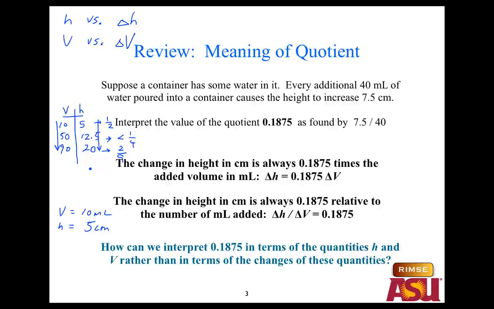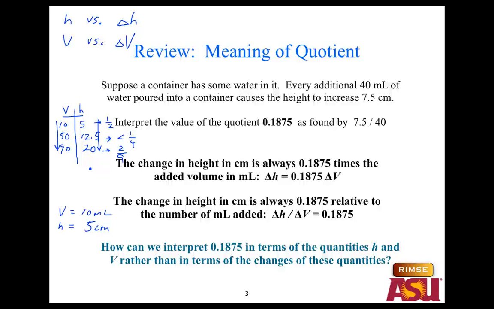Is it okay? Does it make sense? H is changing 0.1875 times as fast. The values of H are changing 0.1875 times as fast as the values of V. If it's not perfectly 100% clear, it's okay. We're going to come back around to it many times.